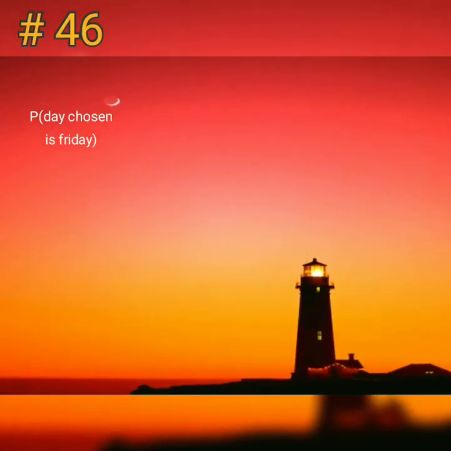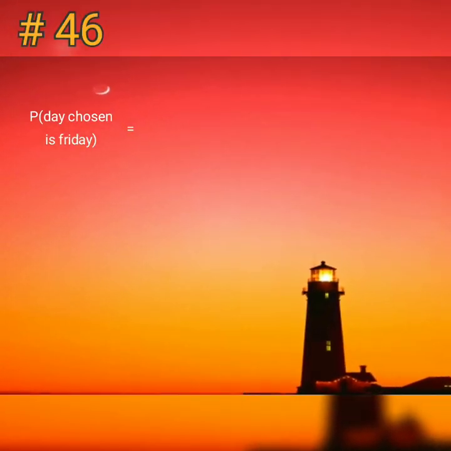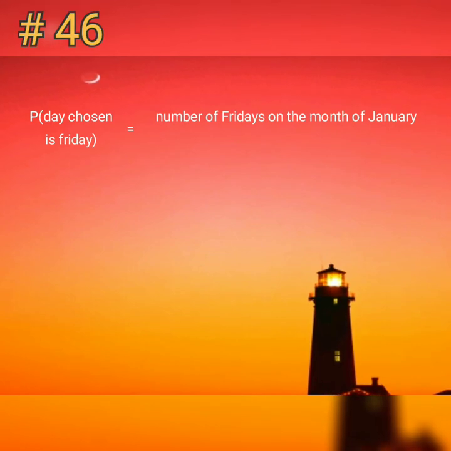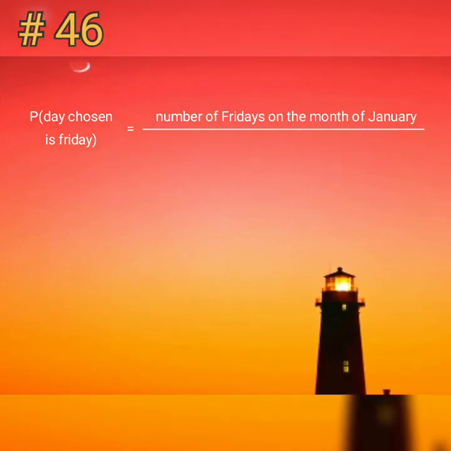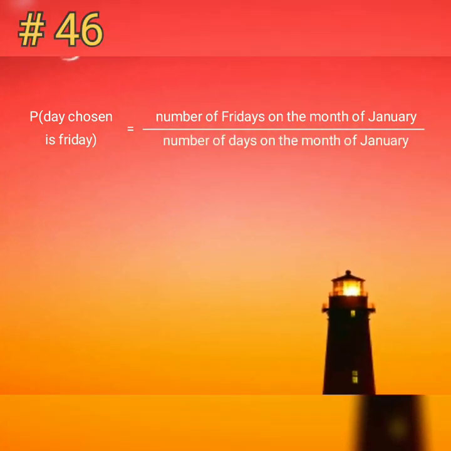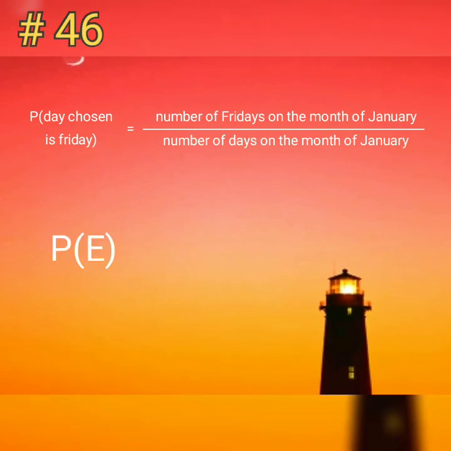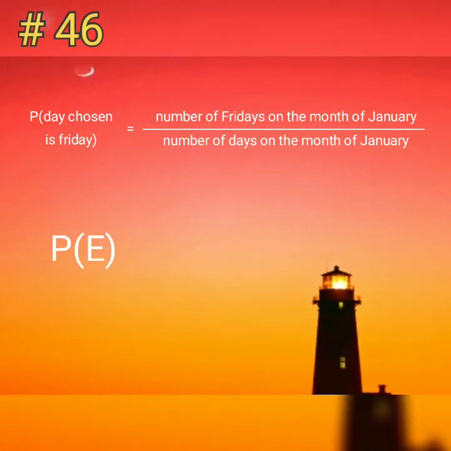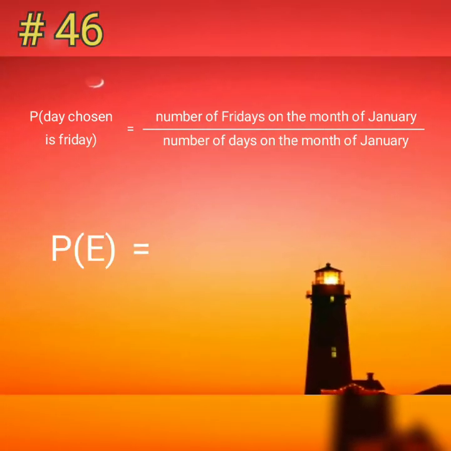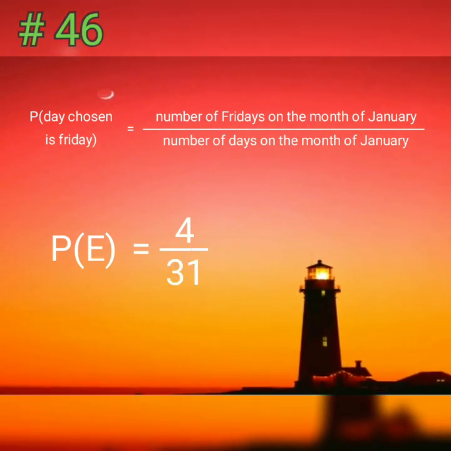The probability that the day chosen is Friday is equal to the number of Fridays on the month of January all over the number of days on the month of January. The probability that the day chosen is Friday is equal to 4 over 31.